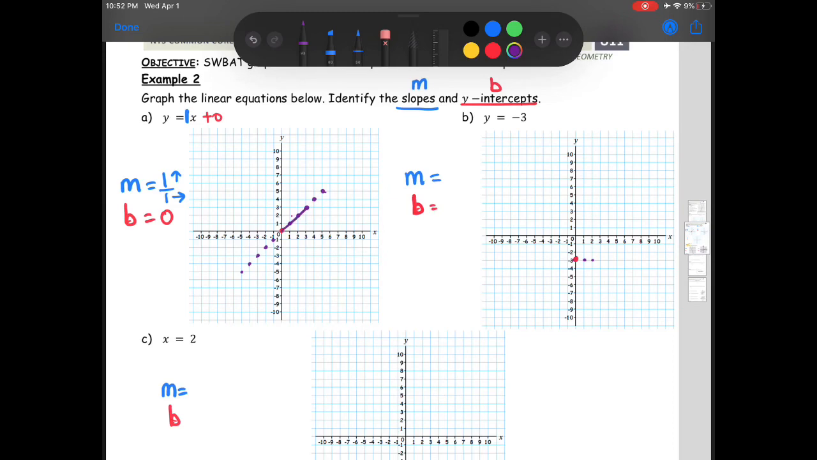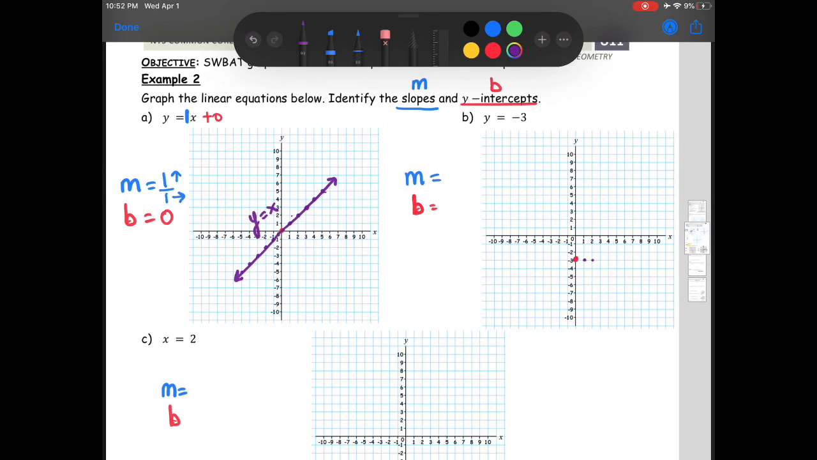Those are enough points. Connect those points. Make sure there are arrows in the end. And that is what your equation will look like, right? So label your equation always. Sorry, that's what your line looks like, not the equation. And label your line always, right? Okay, so now let's start the next one.